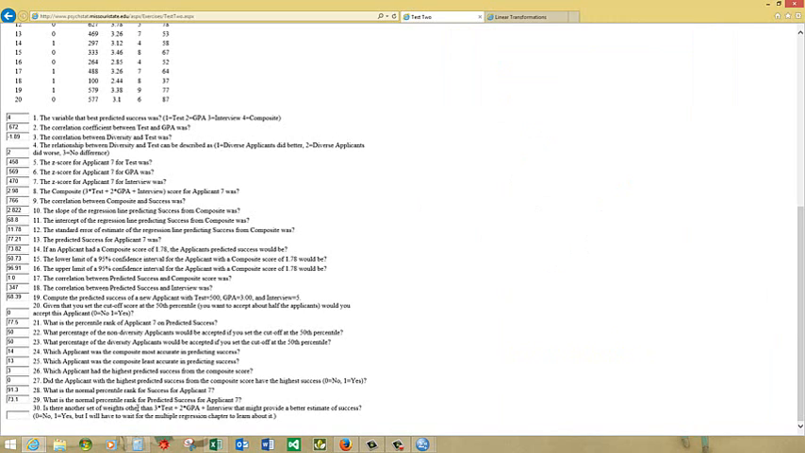Is there another set of weights that might give a better estimate of success? Well, we don't know, but I would say yes. In fact, this question is a preview of when we get into multiple regression, when we're actually going to find optimal weights for these. Okay, so we've got all 30 in there.